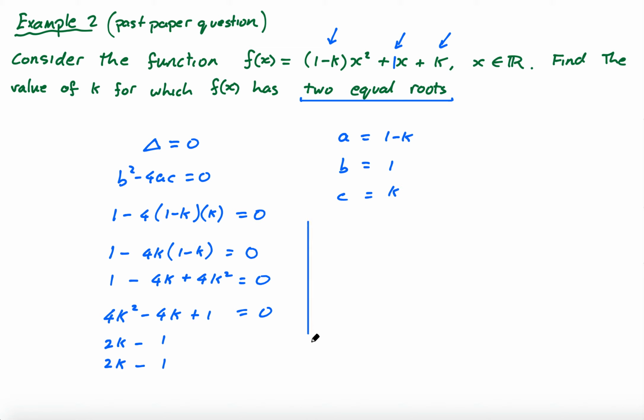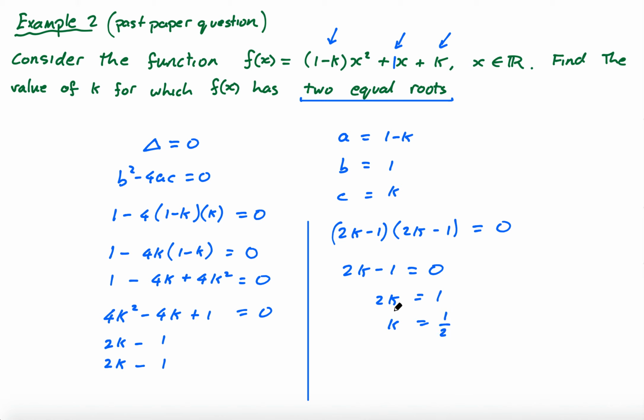Okay, let me just go over here. So 2k minus 1 times 2k minus 1 equals 0. So the only thing I have is 2k minus 1 equals 0. 2k equals 1 and k equals a half. So that's the only solution.